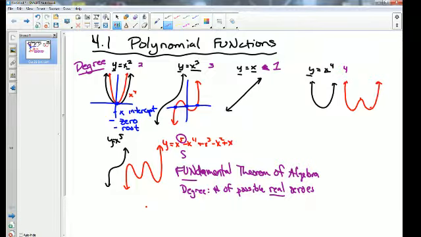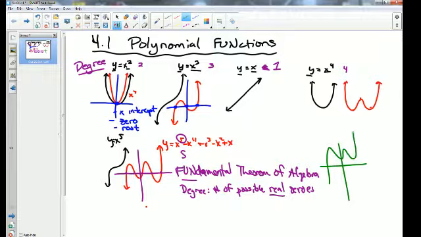This graph here, this red one, how many real zeros does it have? 5. But what if I did a little translation and I shifted it to look like this? How many real zeros are there? 1. Gut punch. Okay, so that is the number of possible real number zeros. It doesn't mean that it has to have 5. It can have up to 5.